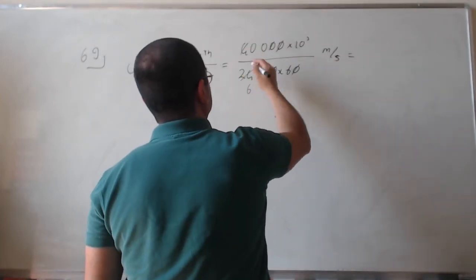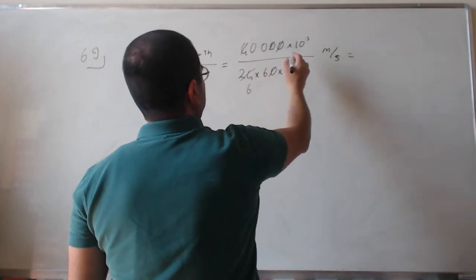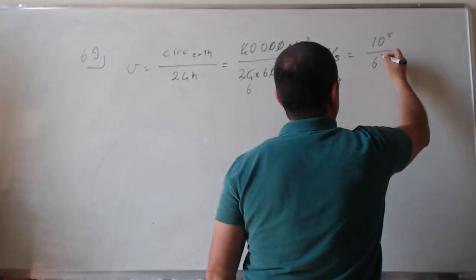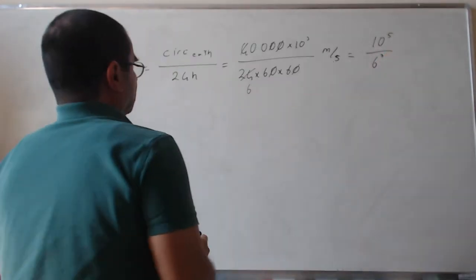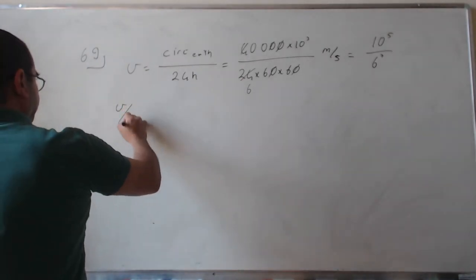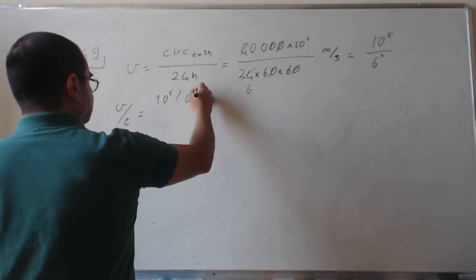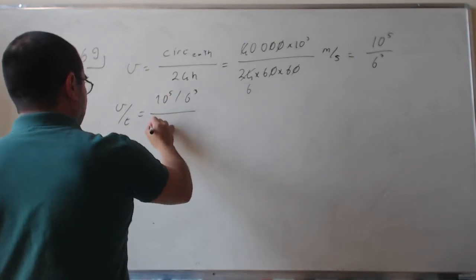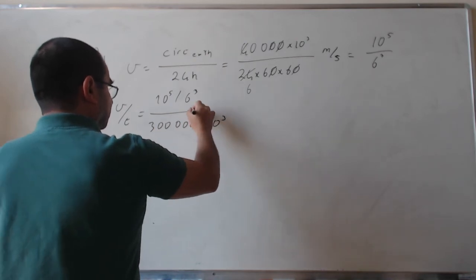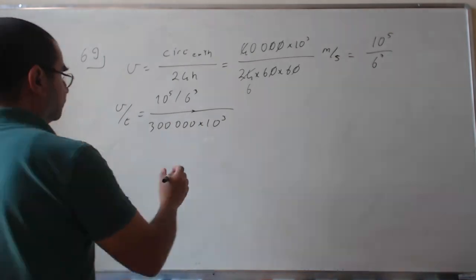Yeah, so this is 6. This is 2 to 10 to 5. So 10 to 5 divided by 6 cubed. A little bit funny, but it's fine. Is that correct? I think so, yeah. So V over C is going to be 10 to the 5 divided by 6 cubed by 300,000 kilometers per second. So you need to carry this out.